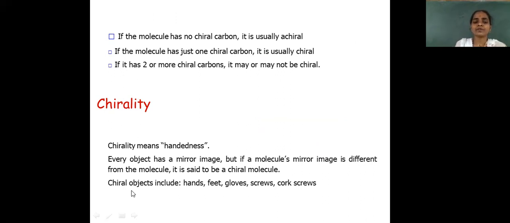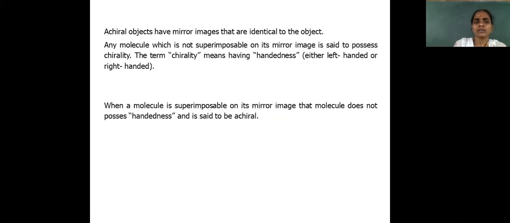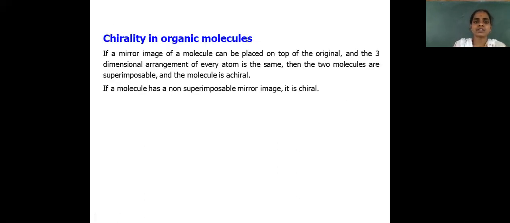Natural examples of chiral objects are a hand, feet, gloves, screws and corkscrews. These are some of the natural examples where a chiral center is shown. Achiral means superimposable, and this shows the difference between chiral and achiral. Achiral has 2 or 3 identical groups, compared to chirality. And let us see what is meant by chirality in an organic molecule.